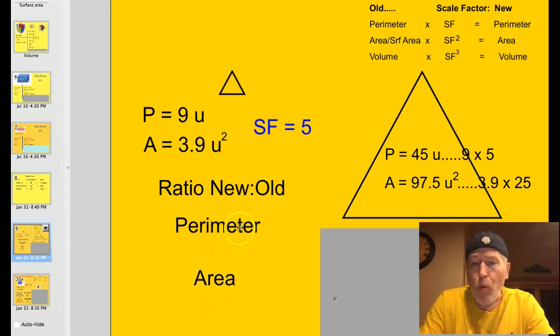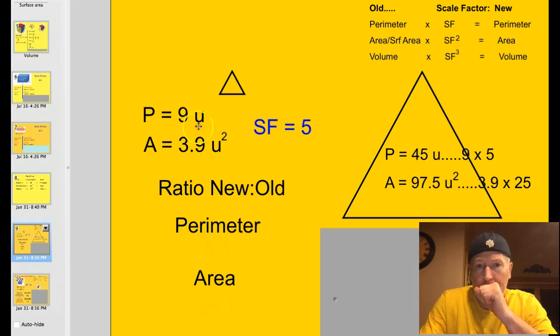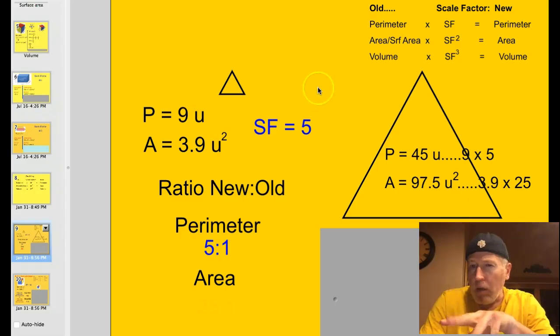Well, let's think about it. What is the ratio between the new perimeter and the old perimeter? Well, this is 45, and this was 9. If I simplify that, that's really a 5 to 1. Think of the scale factor, 5 to 1.